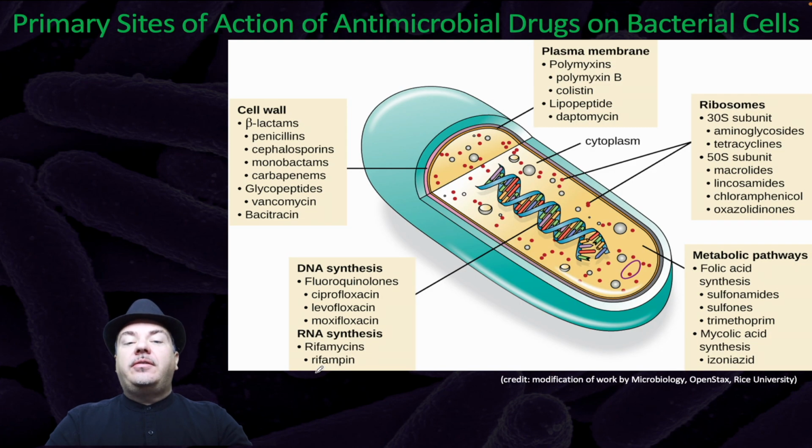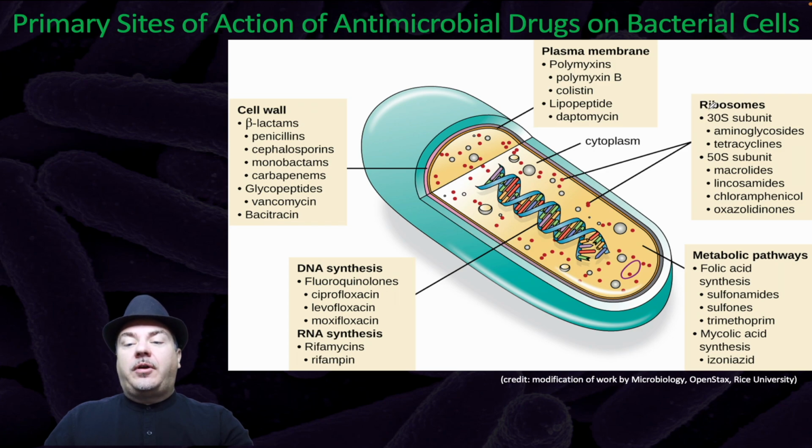So the primary sites of action of antimicrobial drugs on bacteria cells include the cell wall, which is an excellent target because bacteria have cell walls, but your cells, animal cells, do not have a cell wall. These include things such as penicillins and vancomycin. We also have antimicrobial drugs that affect the plasma membranes, such as the polymyxins.